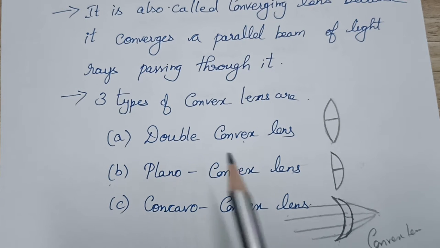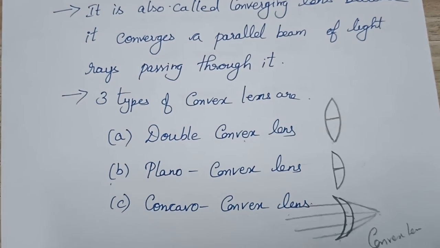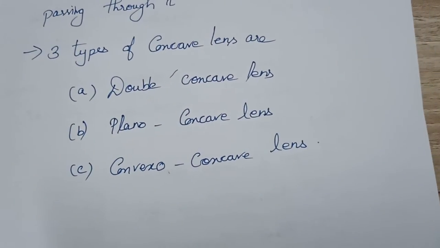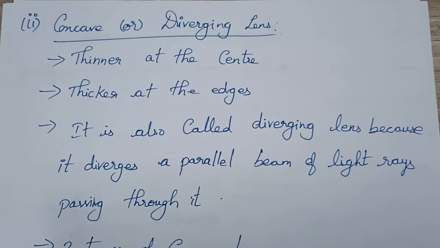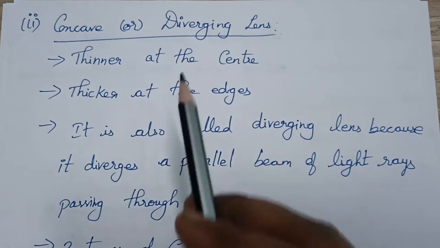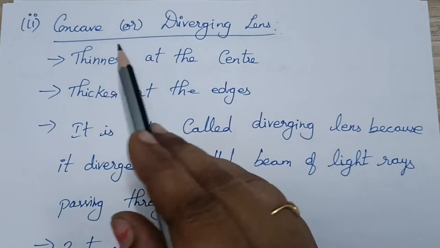Okay, double convex, we'll see in detail later. Okay, next one. So the next type of lens is the concave lens. A concave lens is nothing but a diverging lens. We can call it a diverging lens. So what is the definition of a concave lens?